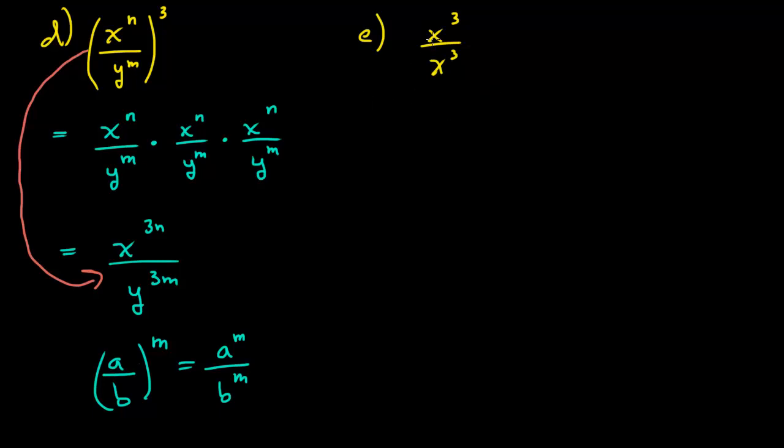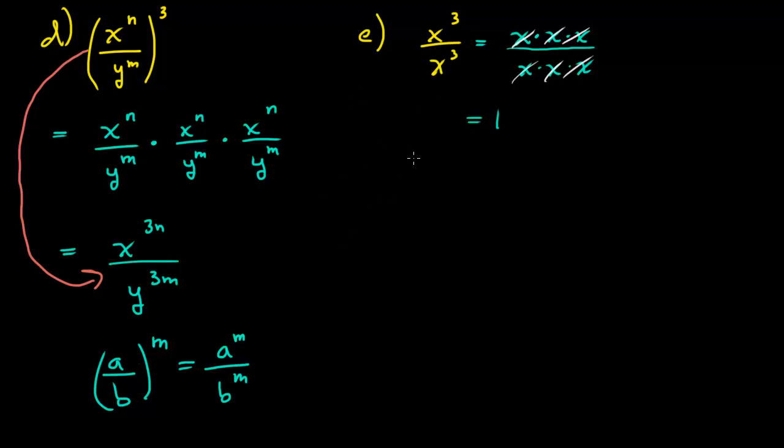So in the next example, I have x to the power of 3 divided by x to the power of 3. If we were to write this in expanded form, this would be equal to x times x times x, all divided by x times x times x, and 3 factors of x divide out. And I'm just left with this being equivalent to 1.